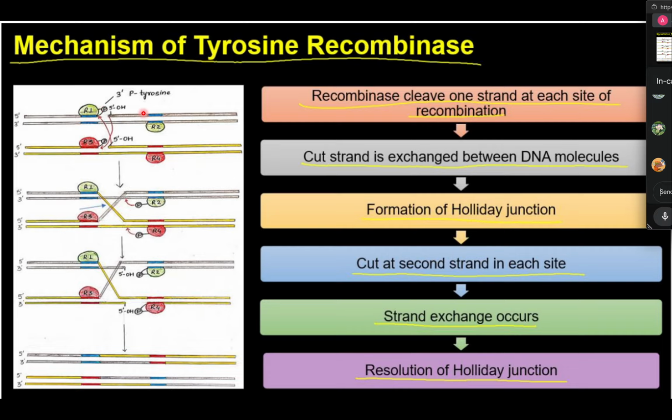If the same sequence is present on the same strand, then this strand essentially gets circularized and cut out, and these two ends are joined, so you do not have anything here. So this is how a tyrosine recombinase works. It goes via the Holliday junction formation and strand exchange between the two chromosomes.